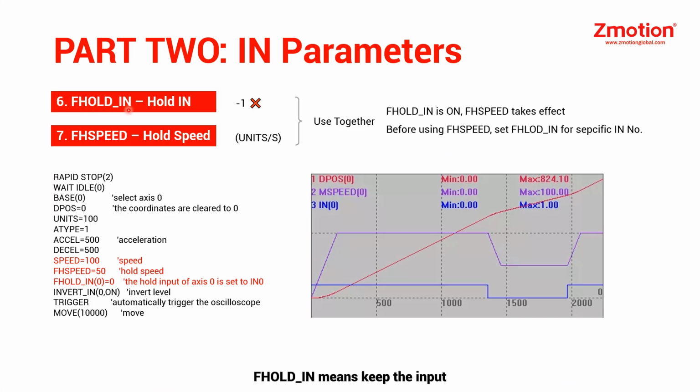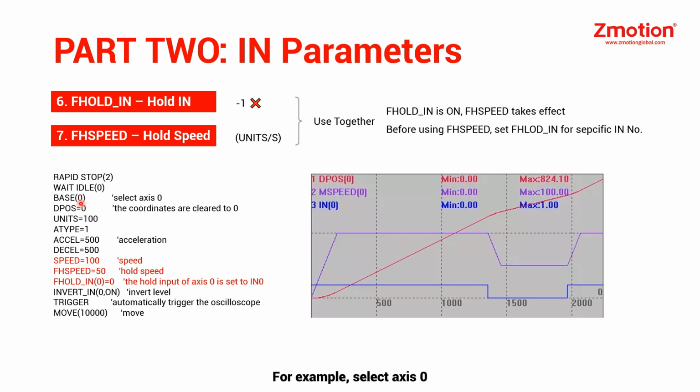Hold IN means to keep the input, usually for keeping the axis at the holding speed. That is, when there is IN, the axis speed will become the holding speed. So hold speed means the speed held when the hold IN signal is on. When the corresponding IN is in the hold state, the axis moves at this hold speed.